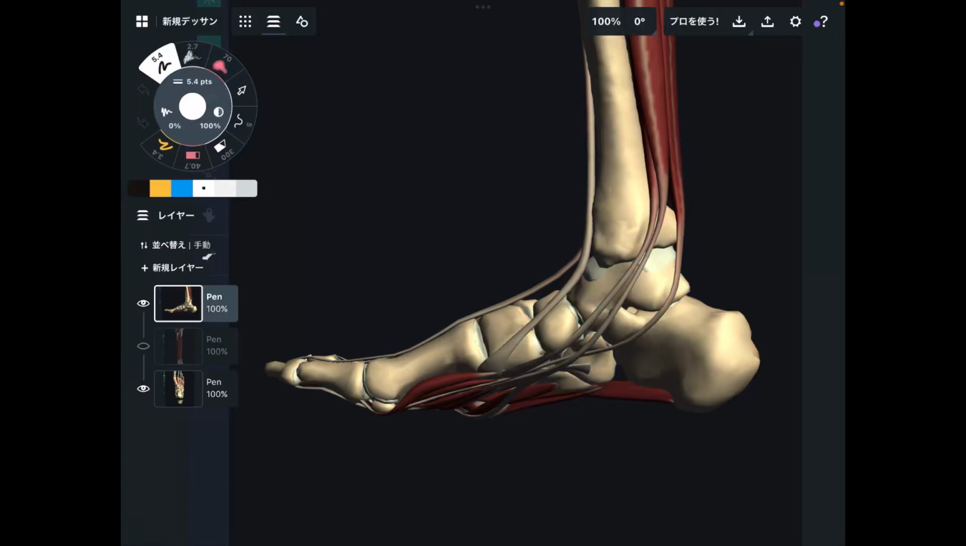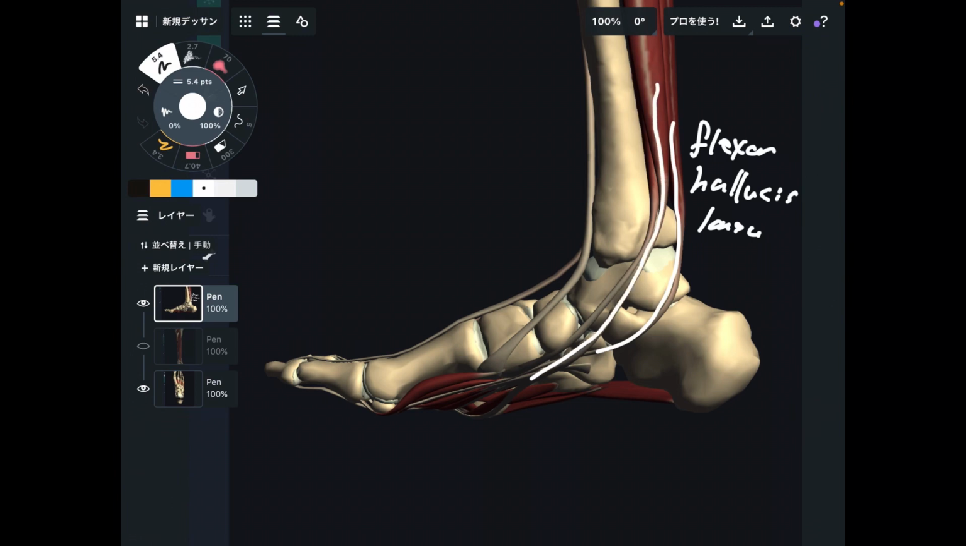In today's video, I am going to explain deep lower leg muscle anatomy. I want to focus on three muscles today. This is flexor hallucis longus. This one is flexor digitorum longus. Last one, it's a little bit hard to see. This is it. This is tibialis posterior.